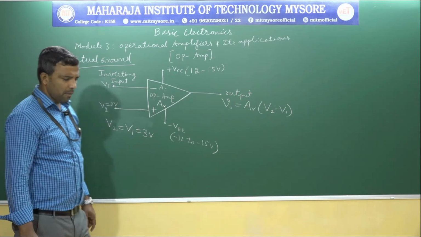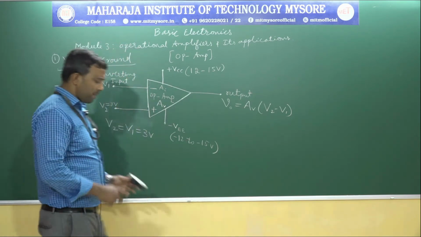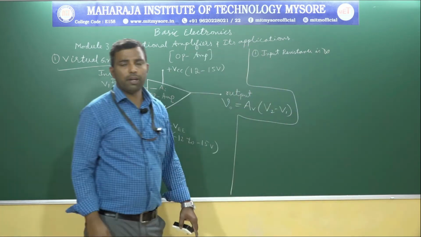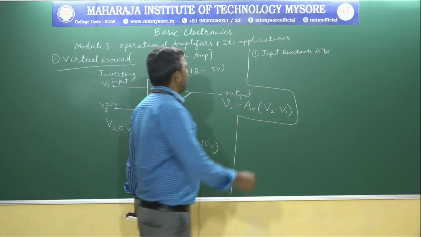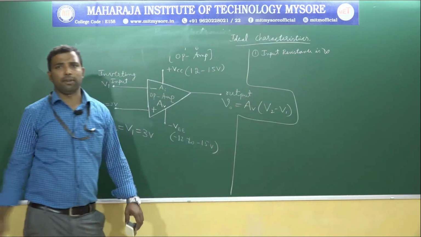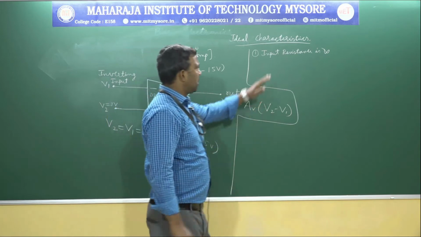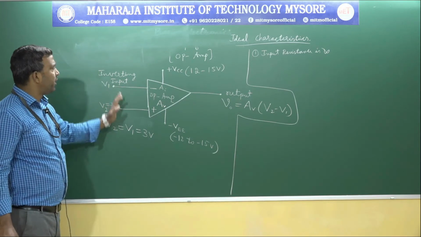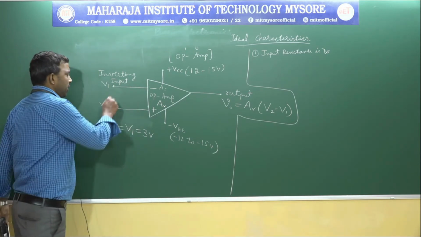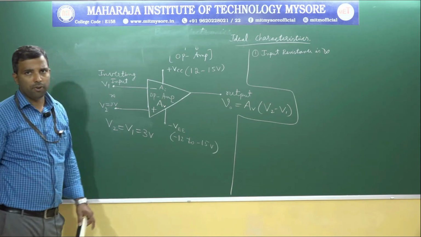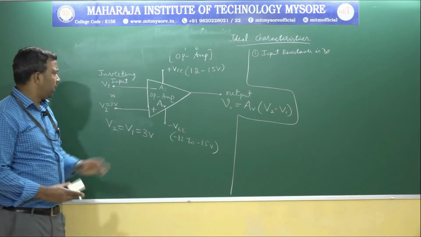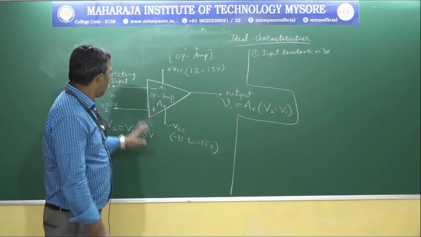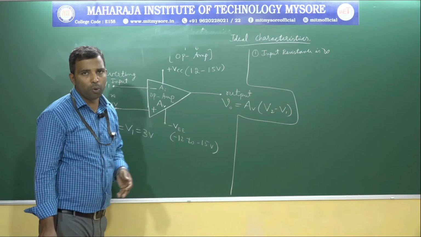We will consider some characteristics of the op-amps. We are considering ideal characteristics. We can call these the ideal characteristics of the op-amp. In the first one, the input resistance is infinity. That means the input resistance of the op-amp is very high, infinity in ideal cases. Resistance being infinity means the current is almost 0. That is property number 1. In a practical case, the input resistance is about mega ohms.